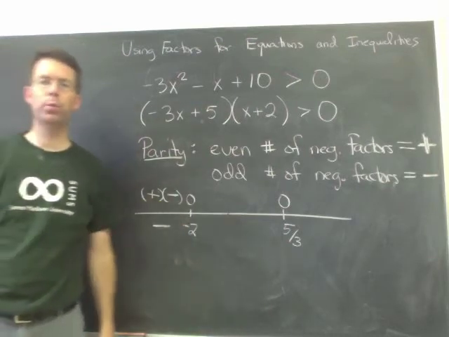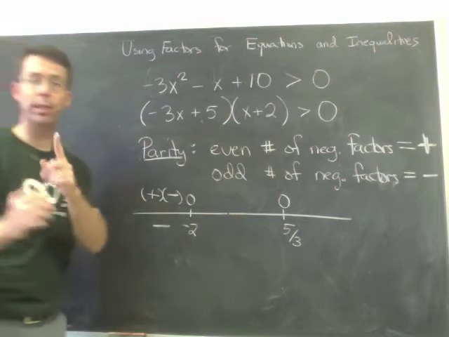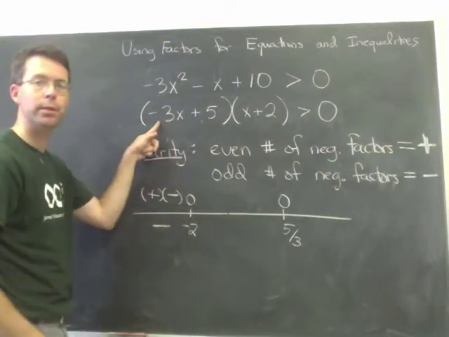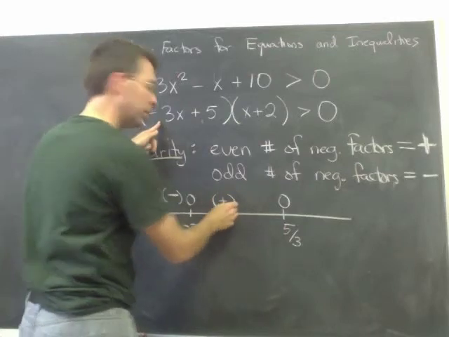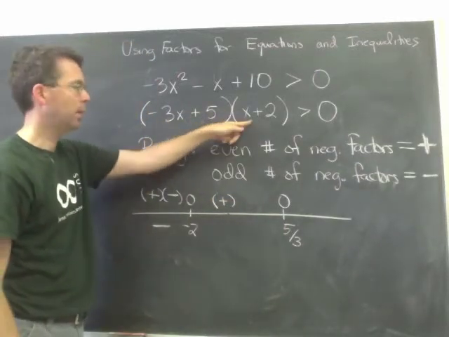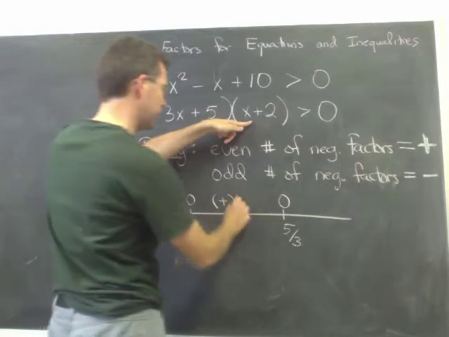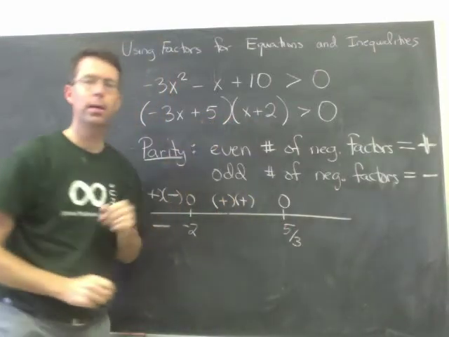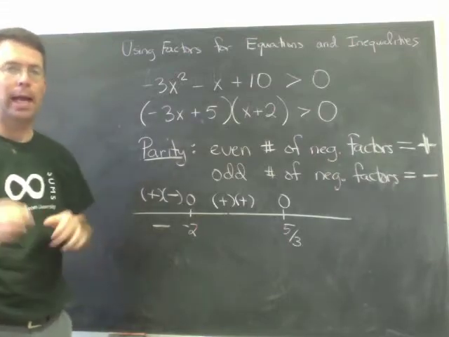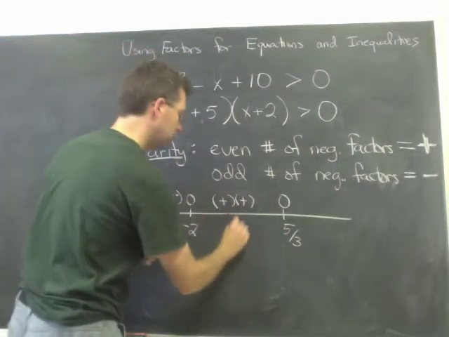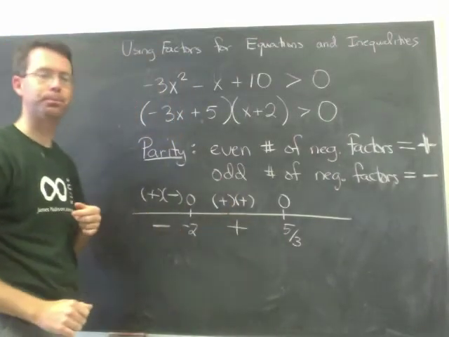If I pick a number between -2 and 5/3, for example 0, I plug 0 into the first factor, I get positive 5. That's a positive number. And I plug 0 into the second factor, I get positive 2. That's another positive factor. And this time I have 0 negative factors. That's an even number, and so my product is positive.